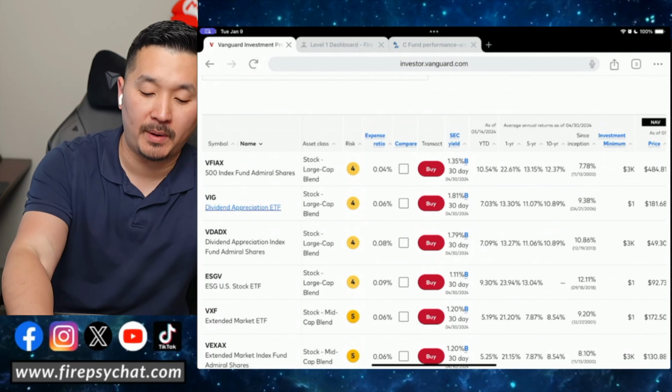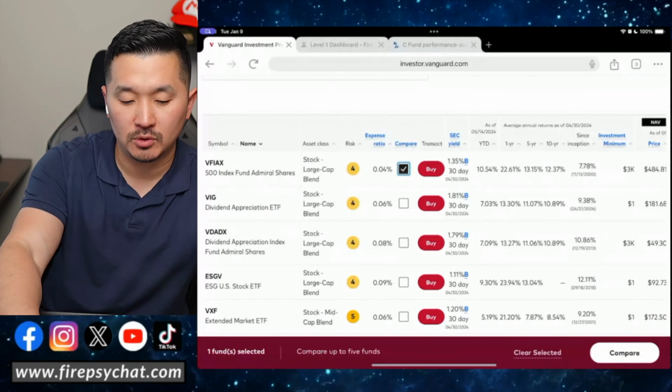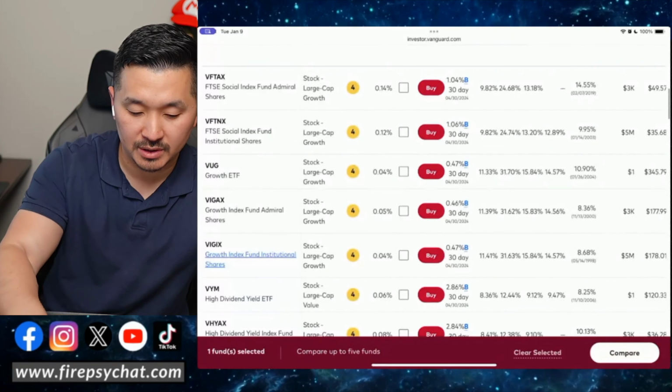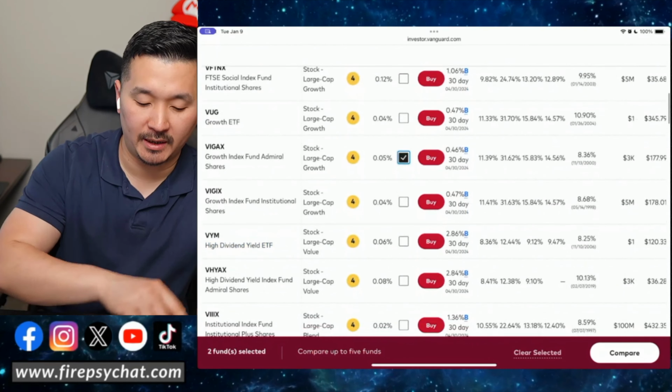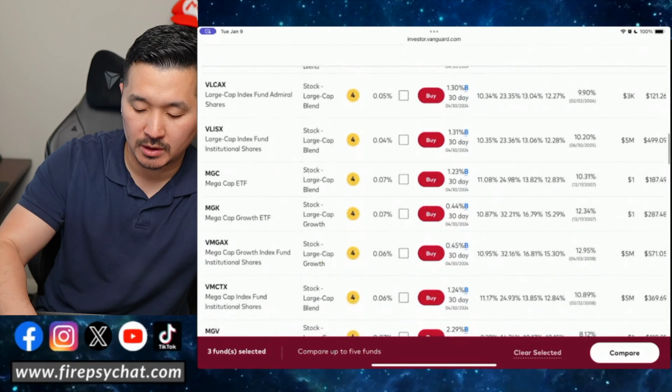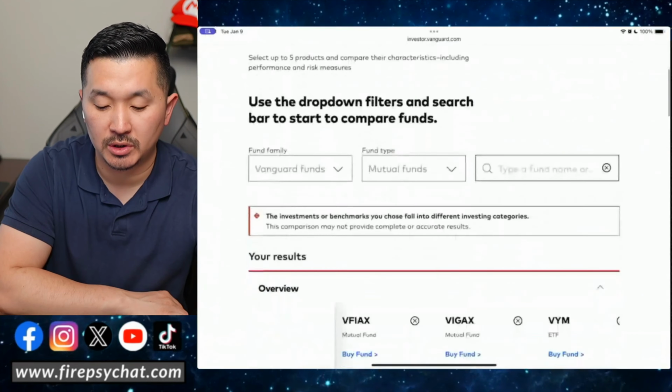You can also do the comparisons. So like, I want to compare this. Ooh, I don't know. Let's pick another one. Growth Index Fund Admiral shares. Let me take a look. Oh, there's a VYM and maybe something else I want to compare. Okay. And just click on compare. You get to kind of take a look and see what they do.